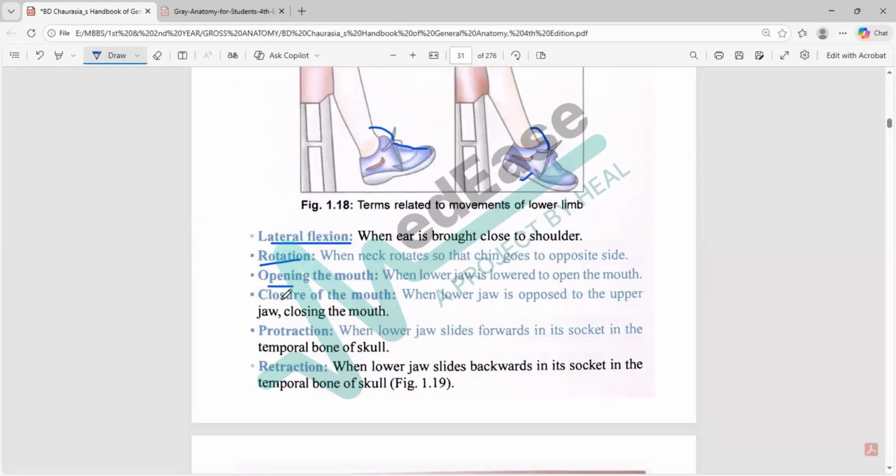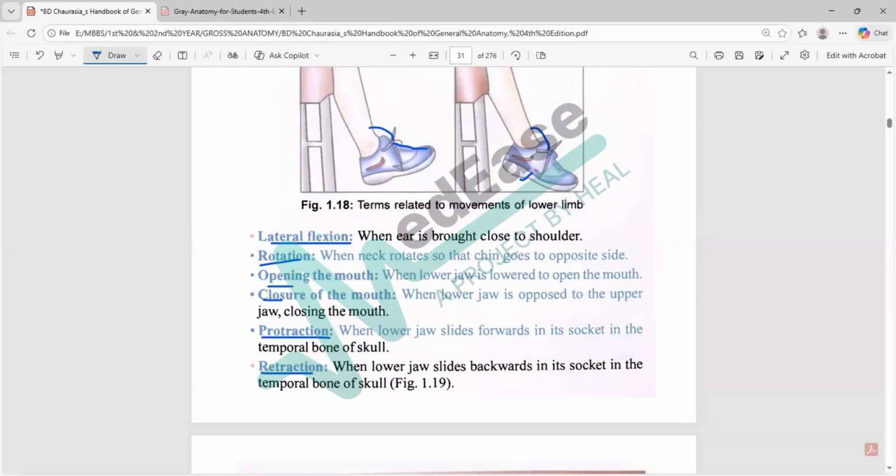Then we have the opening and the closure of the mouth, which is produced at the temporomandibular joint. And the protraction and retraction is the movement. Protraction means the lower jaw is brought forward on the upper jaw, while retraction means the lower jaw slides backward in its socket, so it restores its normal position.